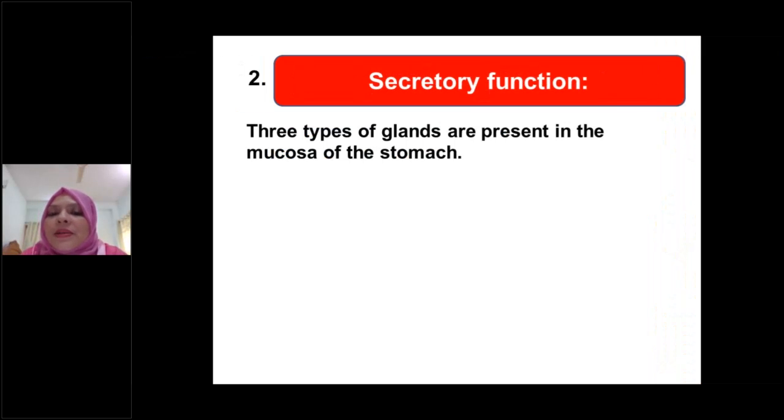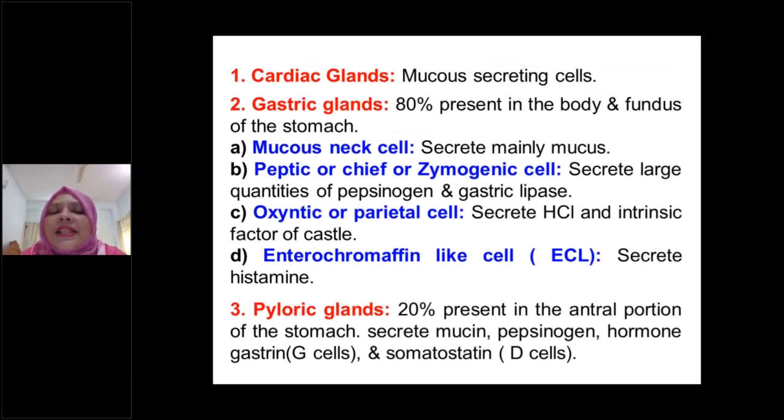Three types of glands are present in the mucosa of the stomach, that is cardiac glands, gastric glands, and pyloric glands. Cardiac glands, that is mucus secreting cells present here secrete mucus. And gastric glands, there are several types of gastric gland present, 80% present in the body and fundus of the stomach. Please write down everybody this thing and listen to me very carefully, because this is the corrected slide, I did correction in this slide.